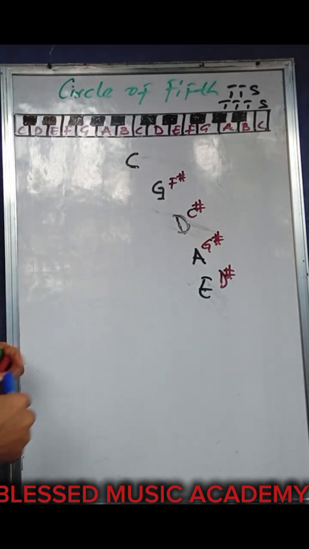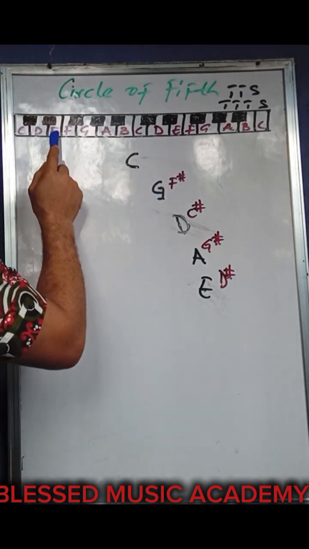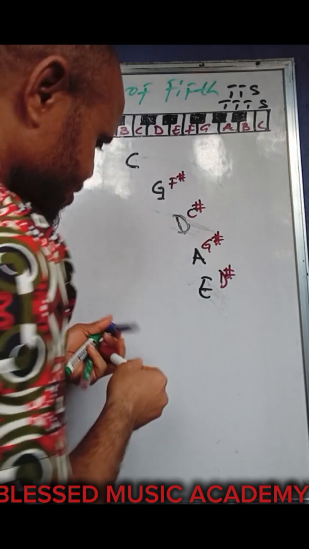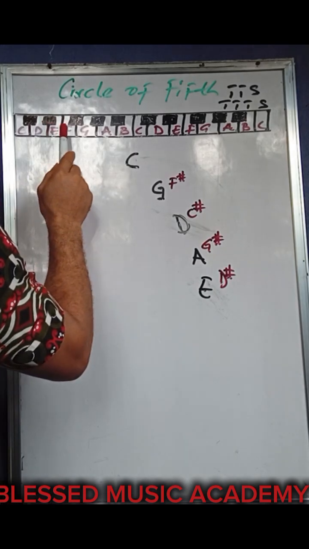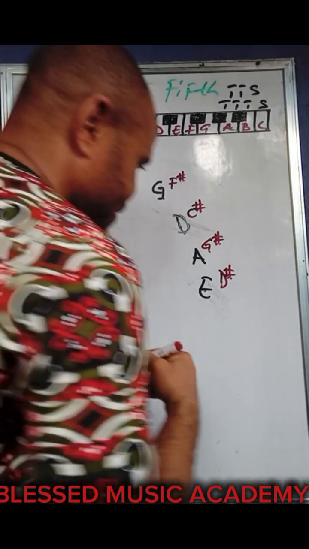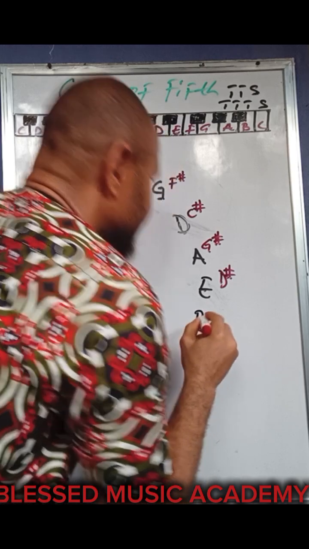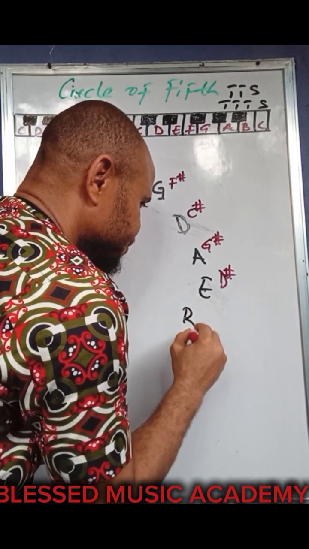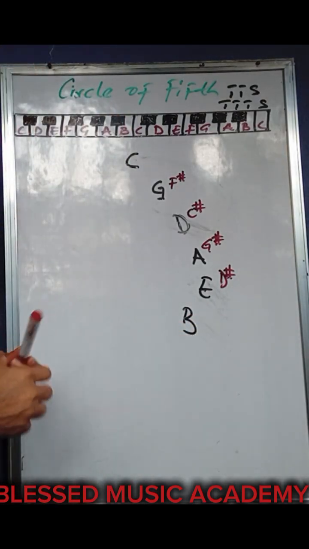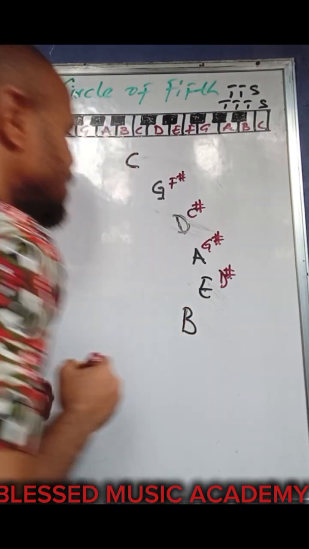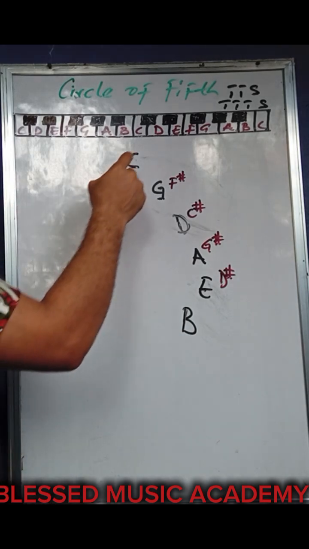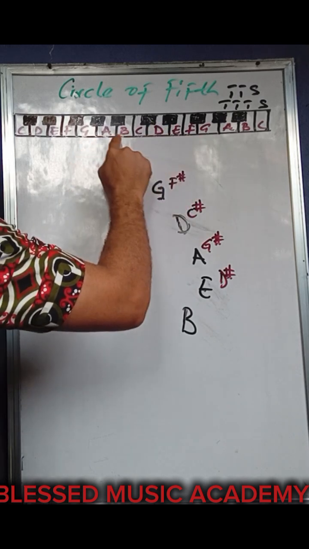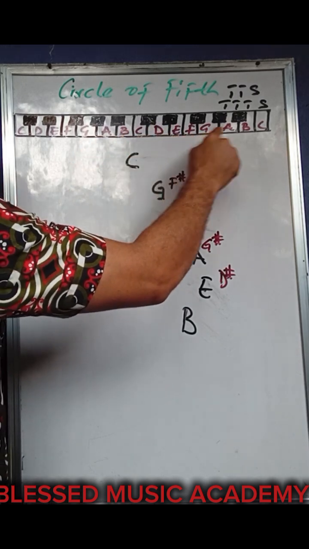Okay, so we are on E now. What is the next thing? We count 5. E, F, which is 1, 2, 3, 4, 5. The next circle of fifth is B. So what is the key that should be sharpened? You're on B. Count backward, or you count 7: 1, 2, 3, 4, 5, 6, 7, which is A.